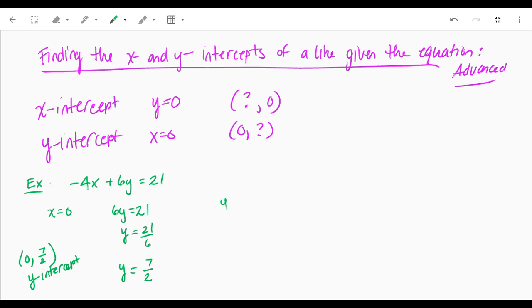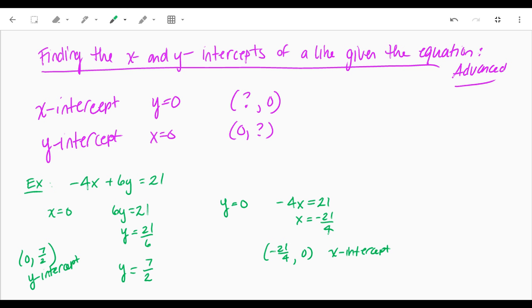Okay, now if y is 0, then we'll have negative 4x equals 21, and x will be equal to negative 21 fourths. Okay, so negative 21 over 4, 0, that is going to be our x-intercept. Okay, next one.